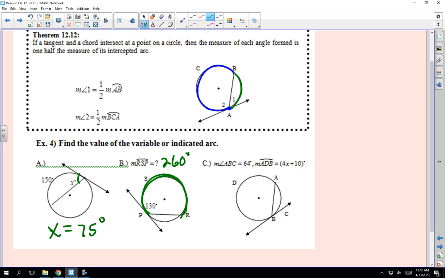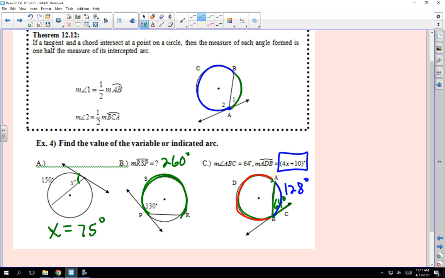In this part C, it says angle ABC, that's this guy right here, is 64 degrees. Measure of arc ADB, that's this guy right here, is 4x plus 10. And so we're going to find x. So first of all, I know that AC, let me draw AC here, has to be double the 64, which is 128 degrees. I can then take the 4x plus 10, which represents this arc right here, and set it equal to whatever the degree measure of that red arc is.